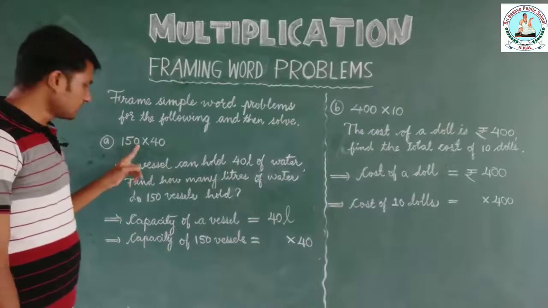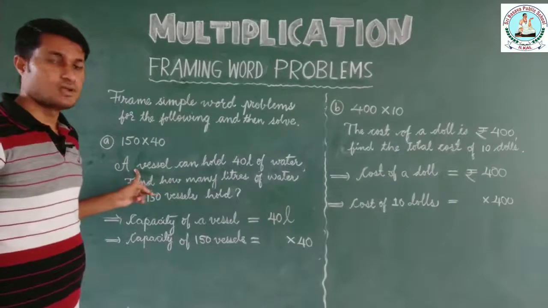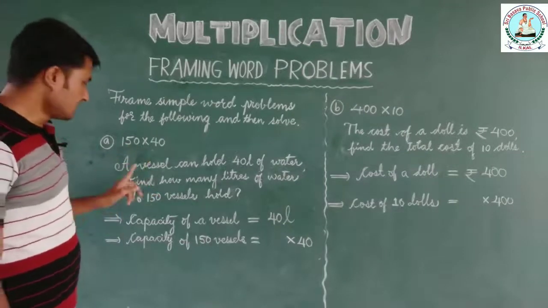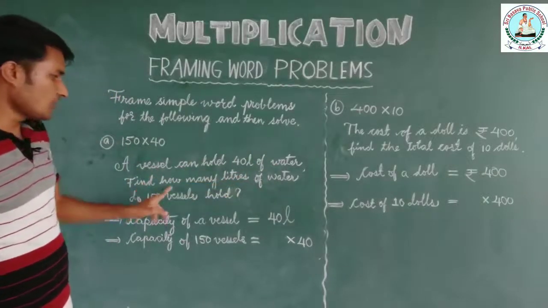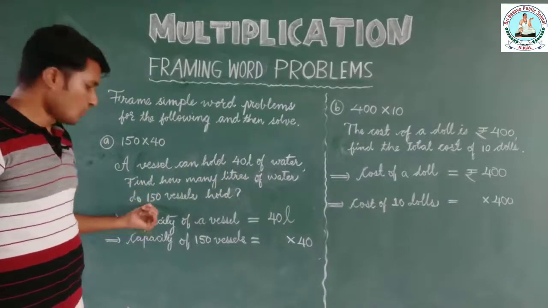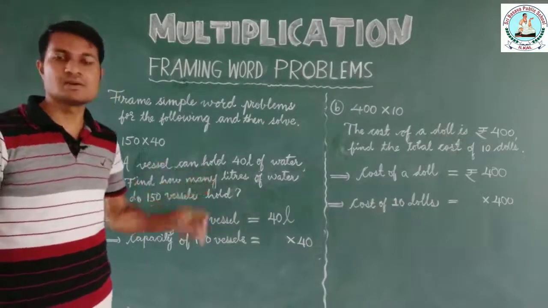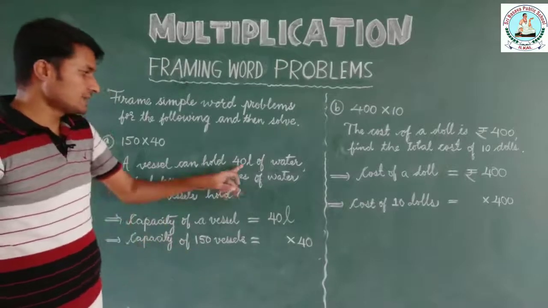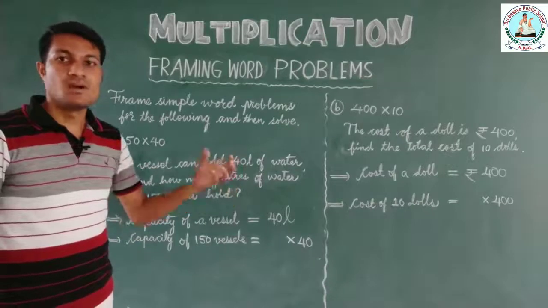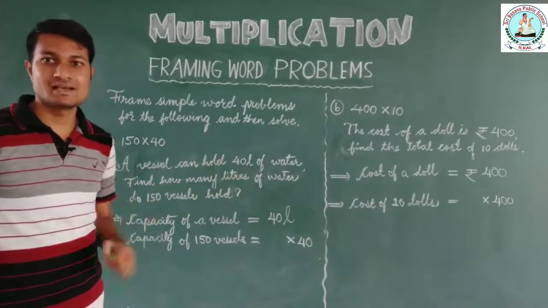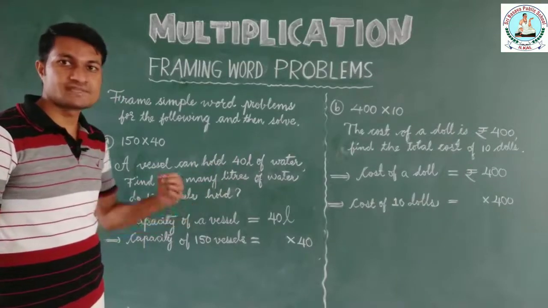So your numbers are 150 times 40, right? So the problem I have framed for these numbers is: a vessel can hold 40 liters of water. Then find how many liters of water 150 vessels hold. So a vessel can hold means a vessel can contain 40 liters of water in it. Then how many liters of water are contained by 150 vessels of the same kind?